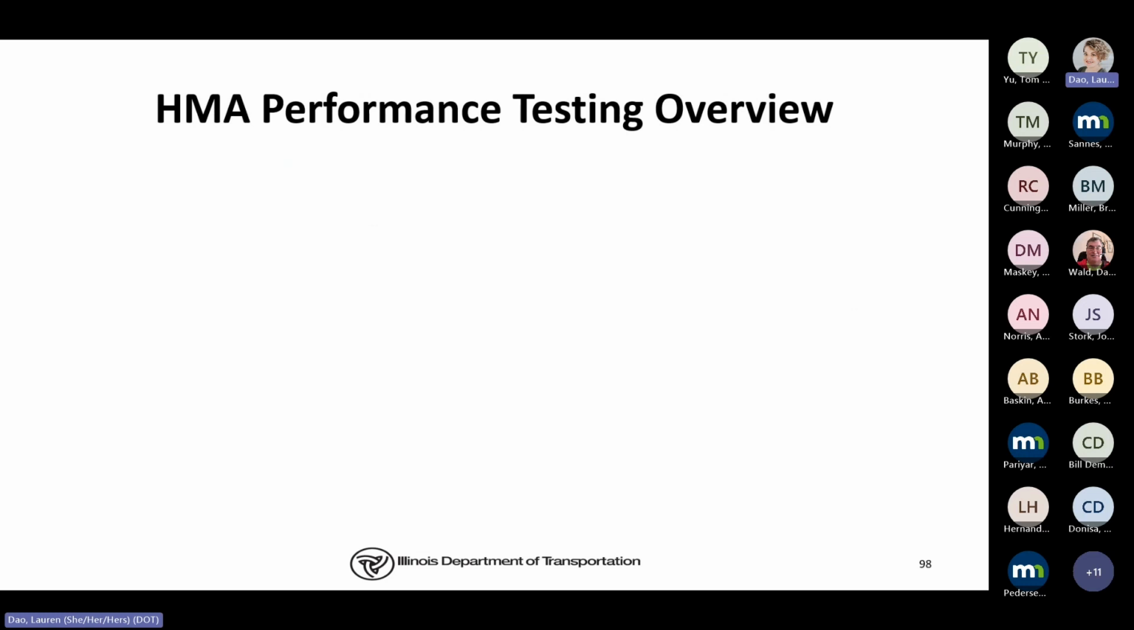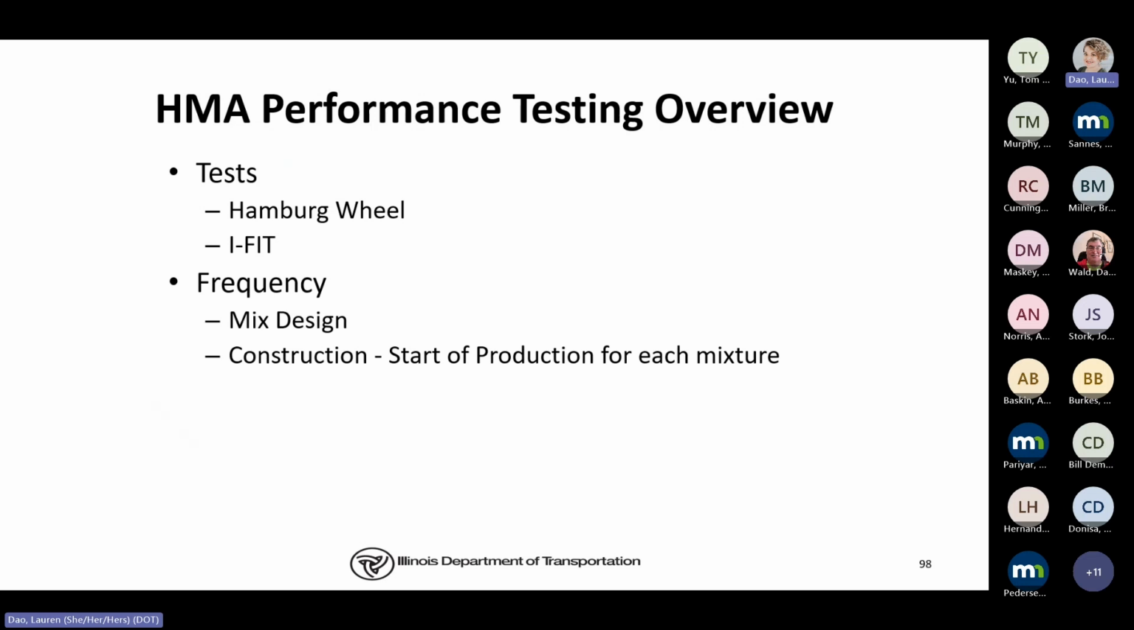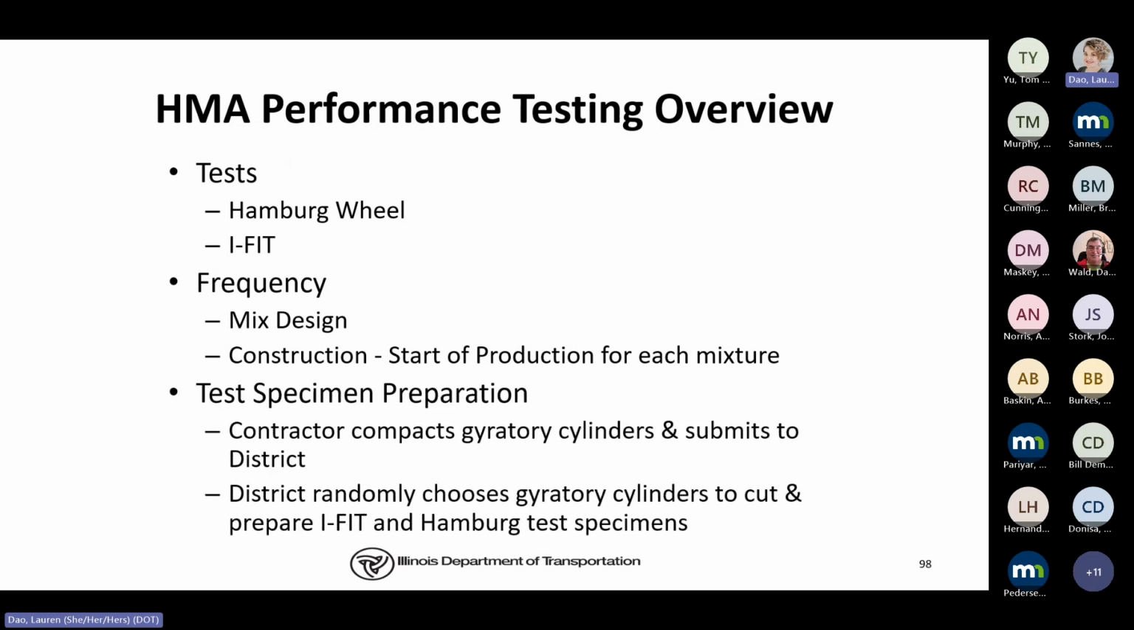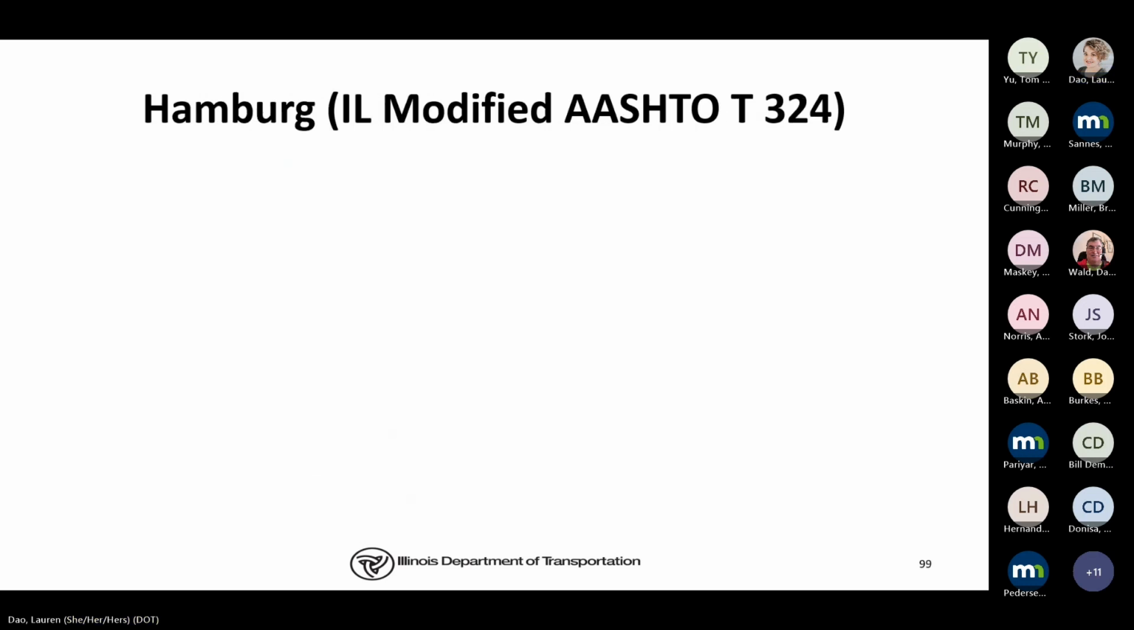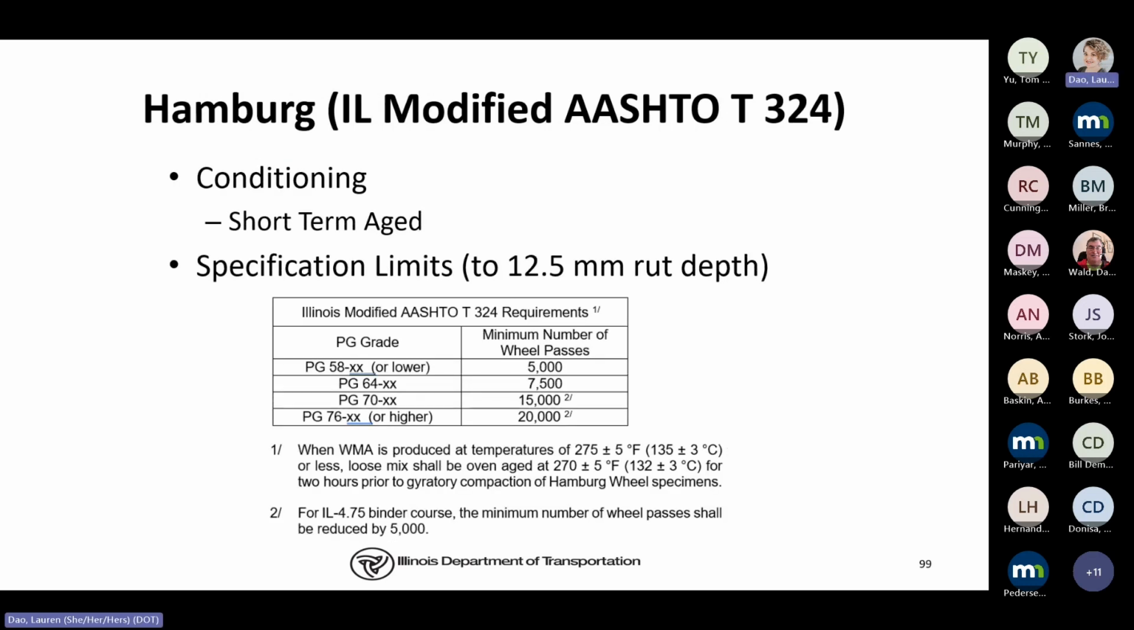Looking at our testing overview, we have our Hamburg wheel and the iFit tests. We use these for each new mix design and the start of production for each mixture. And the contractor compacts the cylinders and submits them to the district, where they randomly select which cylinders to cut and prepare for both performance tests. For our Hamburg, Illinois modified AASHTO T324, and these are the specification limits for the following PG grades. You can take a look up there.